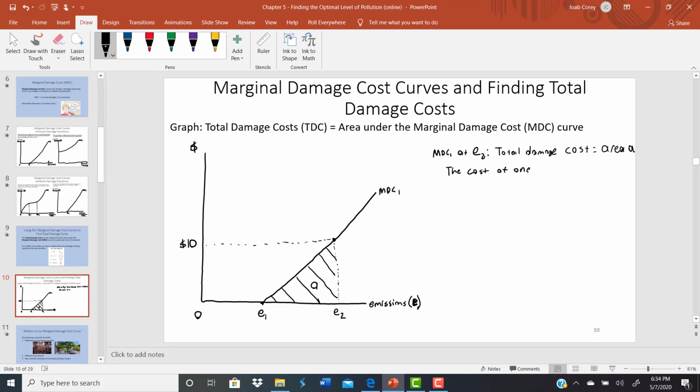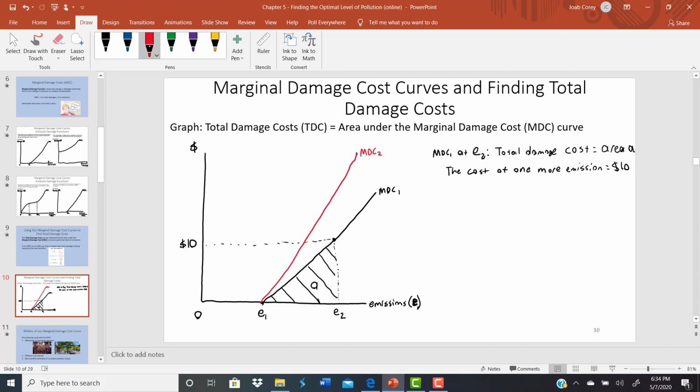So the cost of one more emission, again, when we are at E2 is $10. Now, what happens if this marginal damage cost curve were to shift for some reason? And we'll talk about some things that could cause this marginal damage cost curve to shift here in a minute. But let's say it were to shift up. So let's say our marginal damage cost curve started to look something like this.